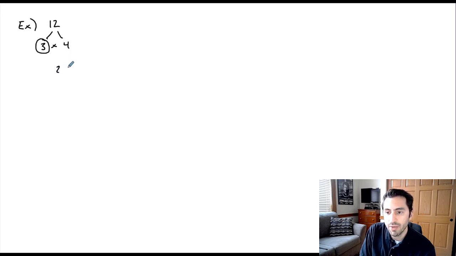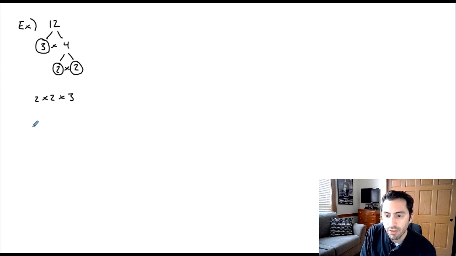4, that's the same as 2 times 2. So we can break that down. And now these are both prime numbers as well. So once I get to this point where all of these are prime, that's my prime factorization. So if I take 2 times 2 times 3, that is going to give me 12.